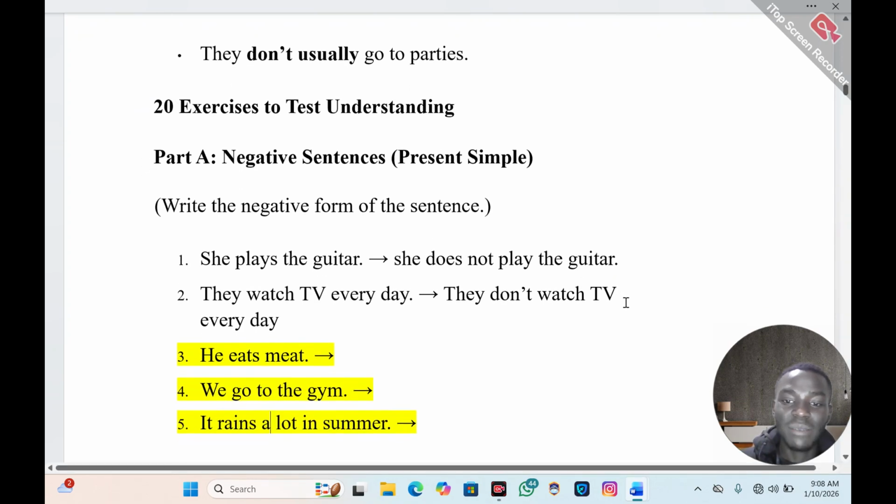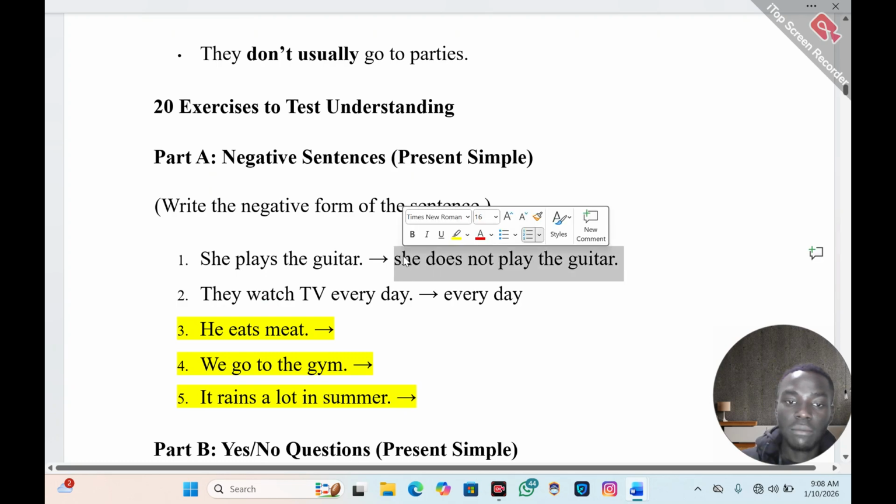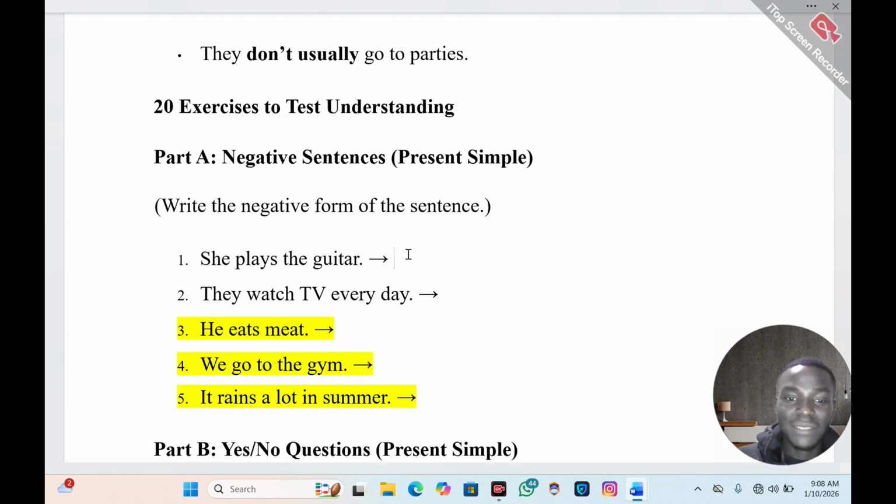Now we are going to do the exercises. Exercises are very simple. Exercise number 1. Write the negative form of the following sentences. Maybe they gave you this sentence: she plays the guitar. Now put this sentence in a negative form. Let me wait for you. I give you like 30 seconds to answer. Tell me in the comment.